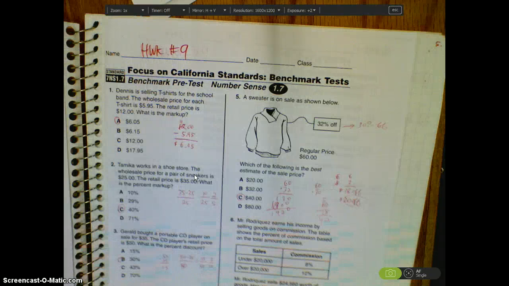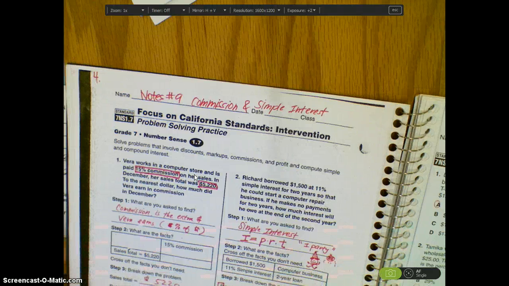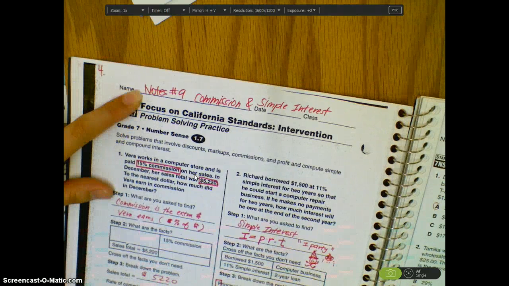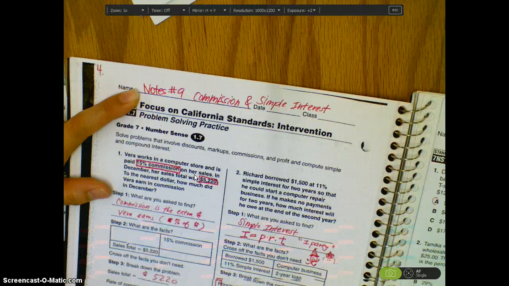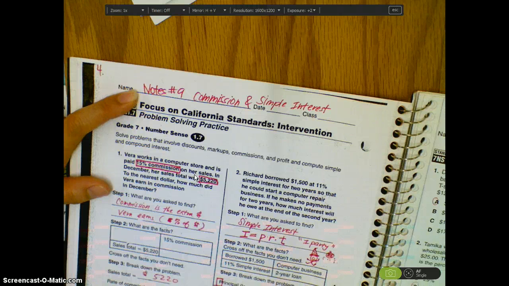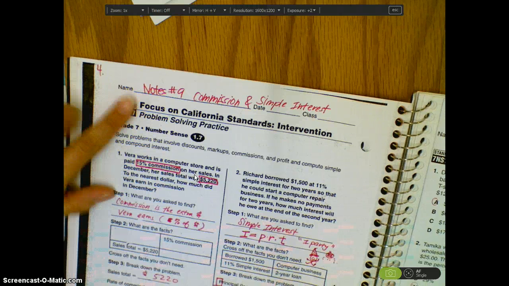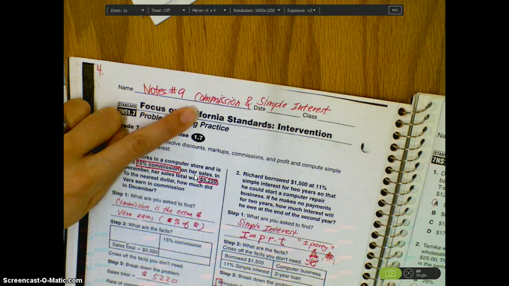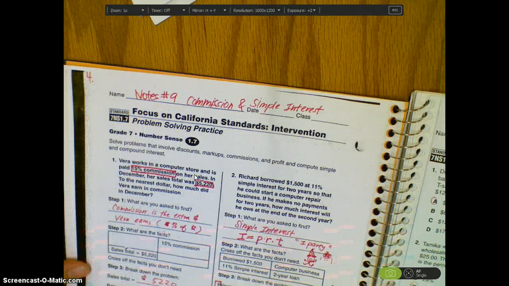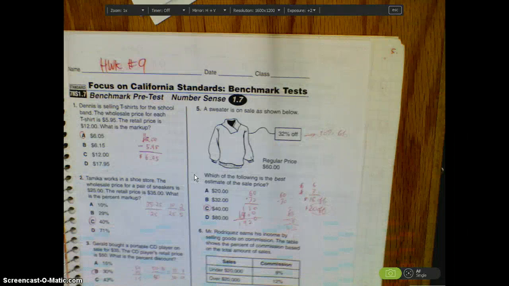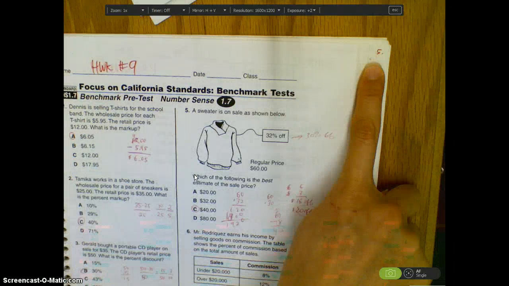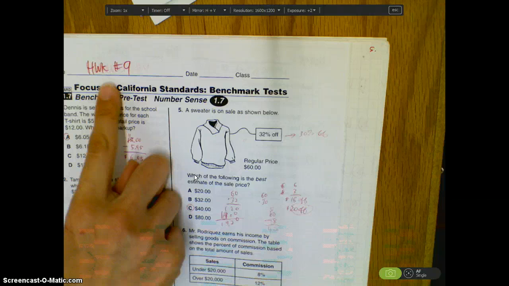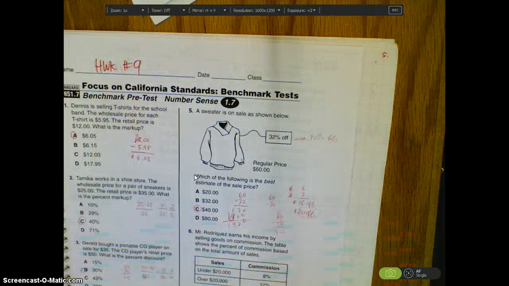So on page 4, we started notes. Here were my notes from in class, and at the top I labeled it notes number 9. Anytime you get a worksheet, you're going to want to label that worksheet. It may not be labeled for you, but it would be extra helpful so you know what you're learning in that section. And then here was page 5, and my numbers are right up here at the top. Page 5 was homework number 9, and I labeled that, and I was able to hinge this paper in there.